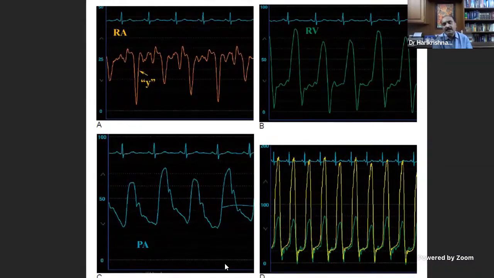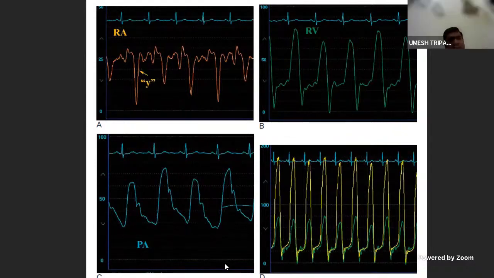Four tracings are there. Just discuss this. I think we'll stop with one or two. First is RA, second is RV, third is PA, and fourth is both LV and RV. Yeah, please discuss. First RA, comment on the RA pressure. In the first one, sir, there is blunted X descent, but the Y descent is very prominent. There is a respiratory variation.